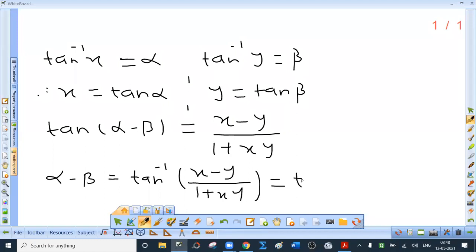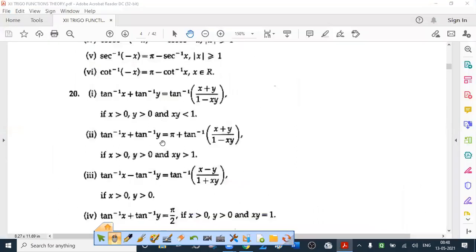Now what is alpha? Alpha we have taken for tan inverse x, minus beta, which we have taken for tan inverse y. That is the reason. In case of derivatives, we use this result, because finding the derivative of this function is not that easy. So we can express tan inverse of (x minus y) upon (1 plus xy) as tan inverse x minus tan inverse y. At present, just remember these results. Using these results, we are now in a position to solve sums from this exercise.